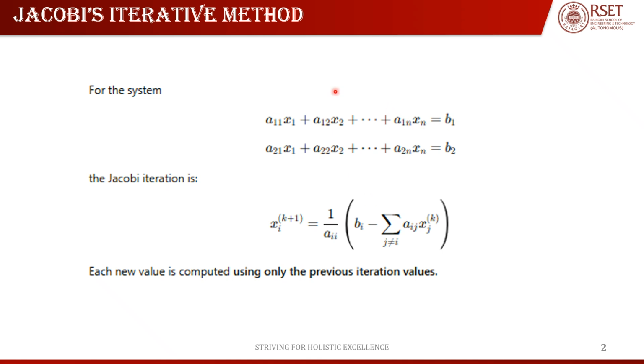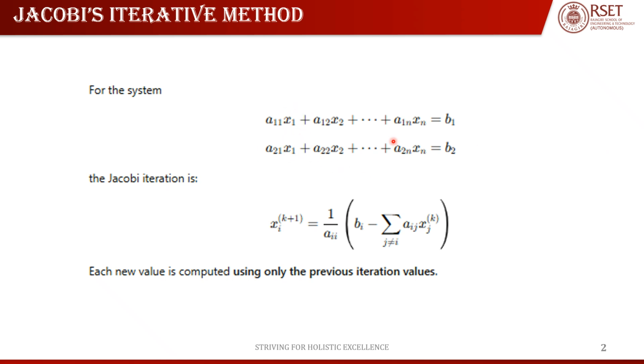Suppose you're given a system of equations a11 x1 plus a12 x2 plus etc. a1n xn equal to b1, and similarly a21 x1 plus a22 x2 plus etc. a2n xn equal to b2. Then for the Jacobi's iteration, in the first equation we'll just keep a11 x1 on this side, take all the other terms to the RHS, and then divide by a11. So you'll be able to separate x1.